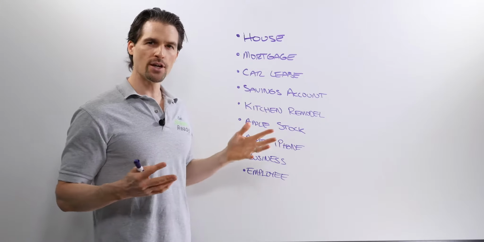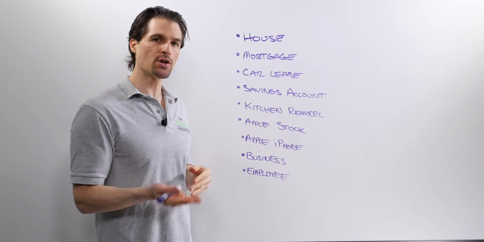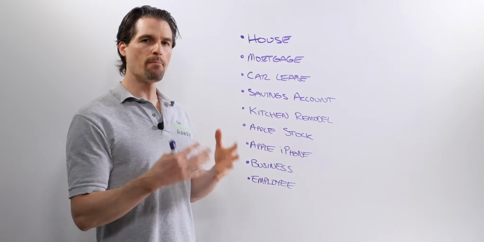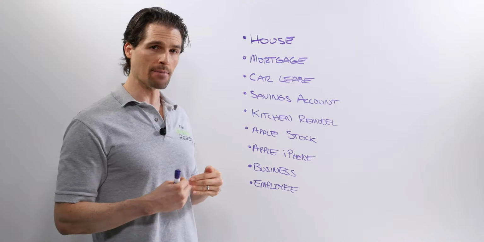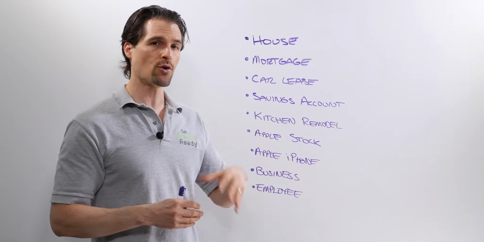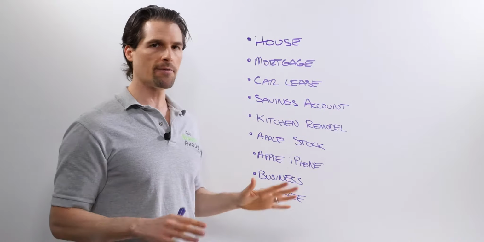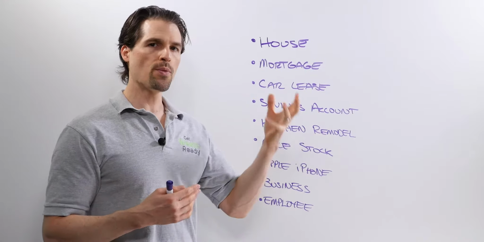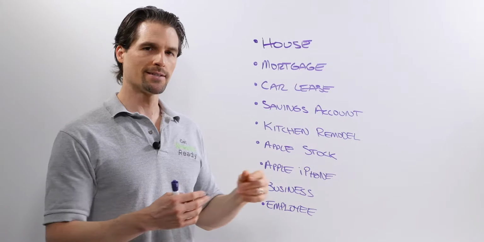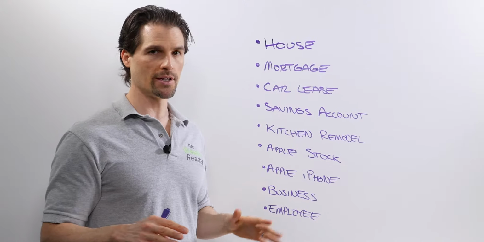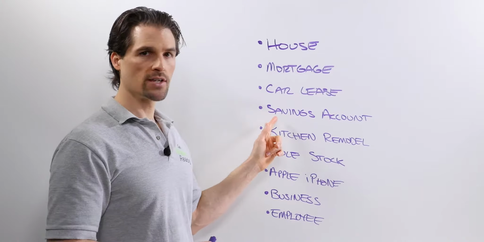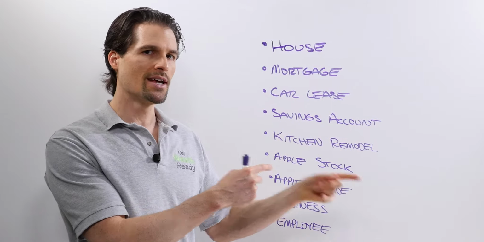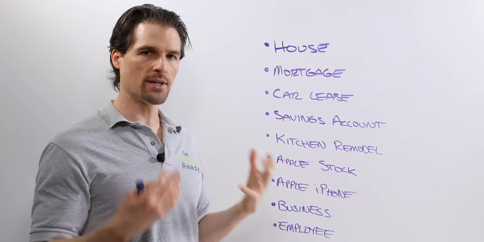So a house. We know it's an asset. It can make money for us. It can go up in value. A mortgage. A mortgage is a debt. You owe the bank a certain amount of money. That's a liability because you have to pay on it each month and they charge you interest. So mortgage, definitely a liability. Car lease. Similar. You owe the bank money and they charge you interest because they lent you the money. That is absolutely a liability. Savings account. Pretty simple. Savings account, you give the bank money, they pay you interest. Because it's making you money, it becomes an asset.